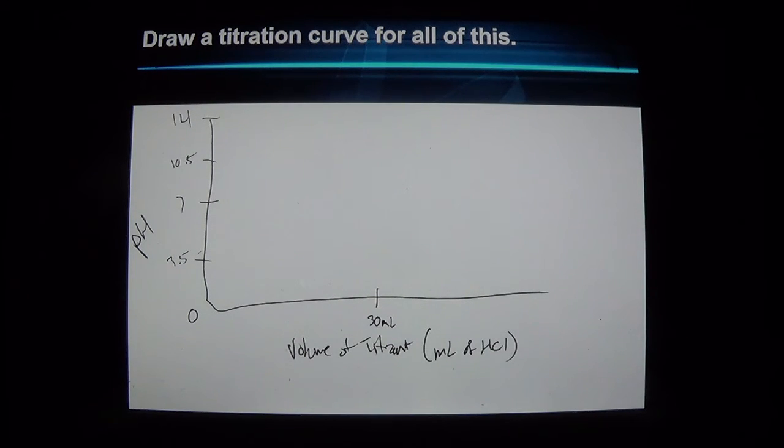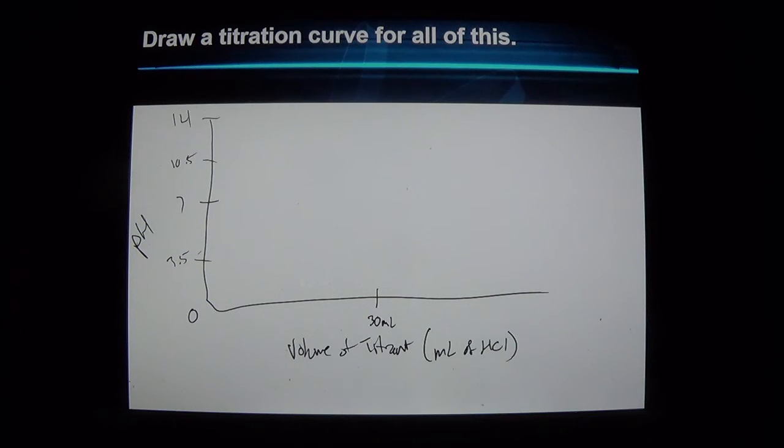If you know what the numbers are, it's rather standard practice to put your equivalence point in the middle of the graph. When we do it in lab and you don't know what that's going to be, you just graph what you have data for. Okay, now let's put this all on the graph.